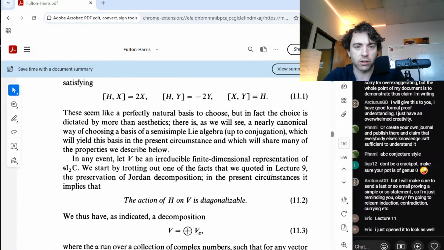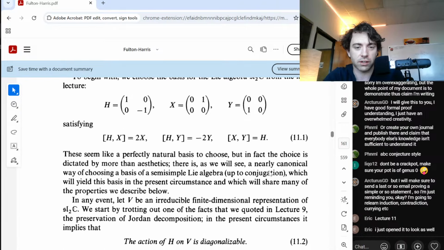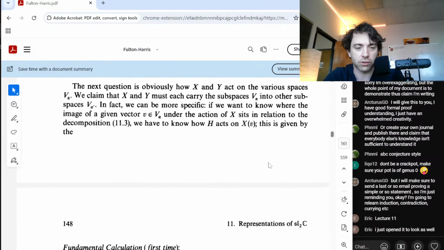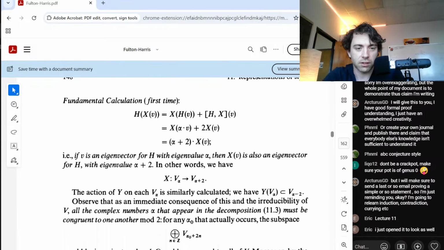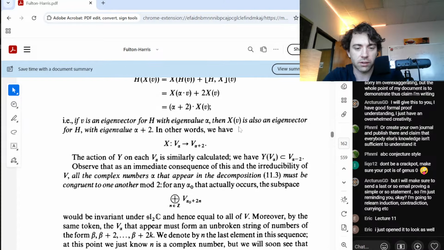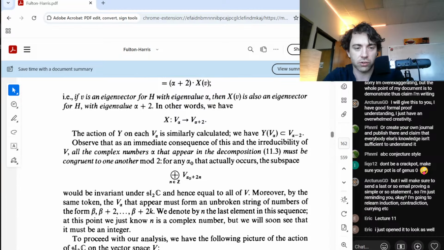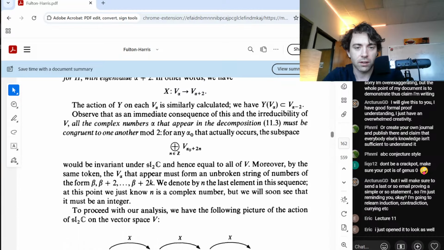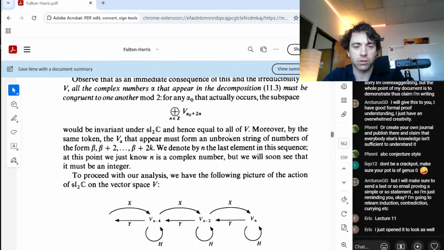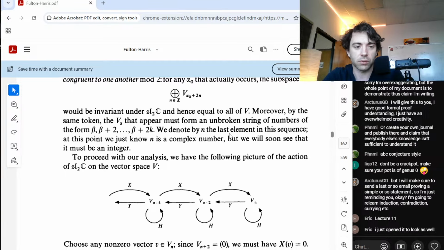Well, I think we're already going into even greater generality here. Oh no, we're talking about SL2. That's good. Yeah, here's our little trick that we found. It moves the eigenspaces by 2. As an immediate consequence of this and the irreducibility of V, all complex numbers must be congruent to one another mod 2. Right, which is exactly where we were.